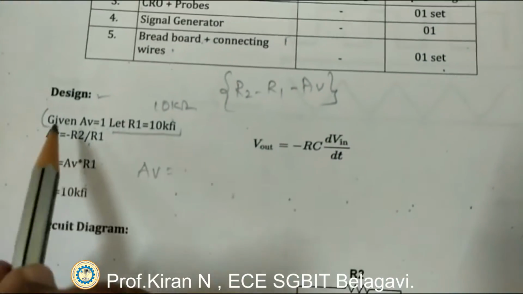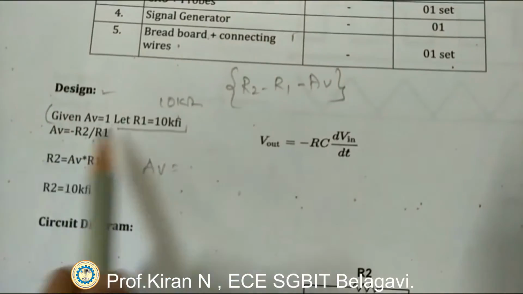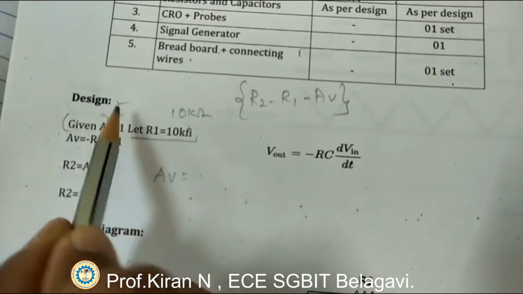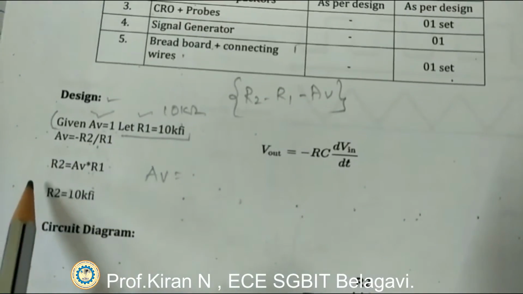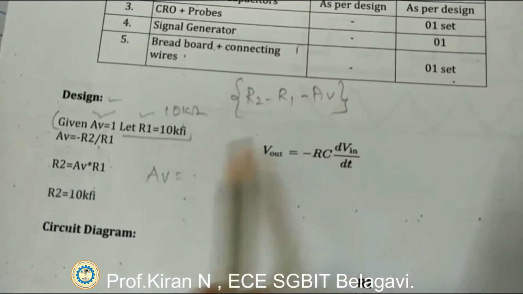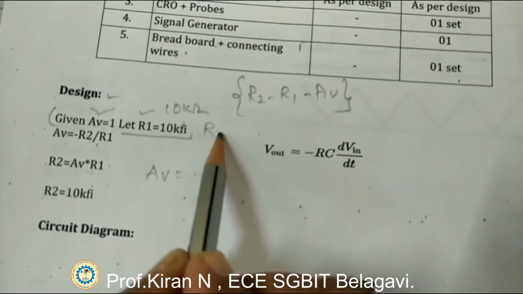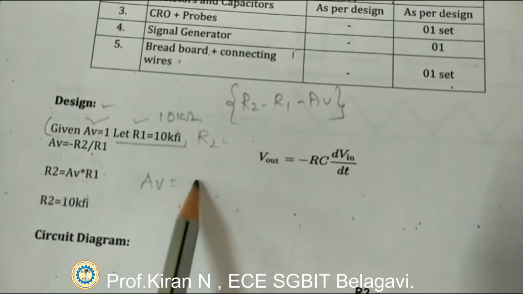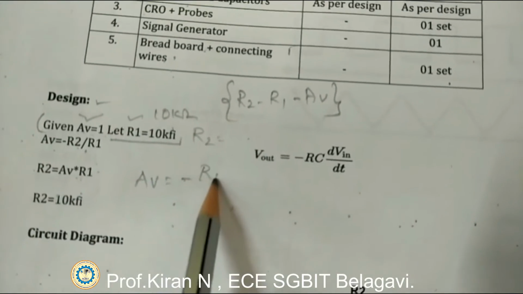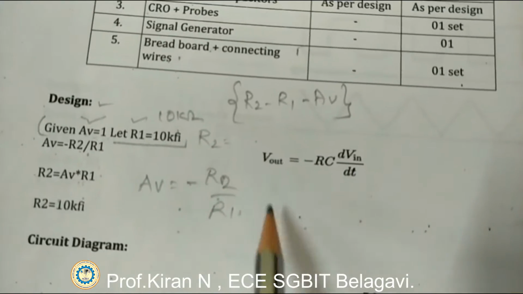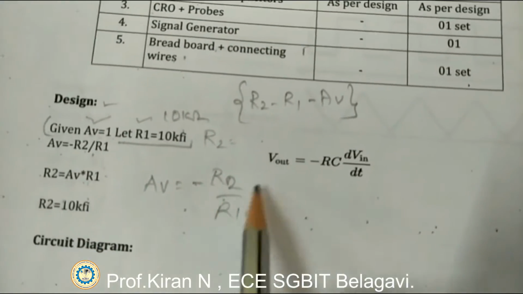Now let us see the design part. In the design part, we will know only the gain and one value of resistance, that is R1. With these two values we have to calculate the remaining value, that is the R2 value. We know the formula AV equals R2 divided by R1. It is also RF divided by R1. Both the formulas are the same.